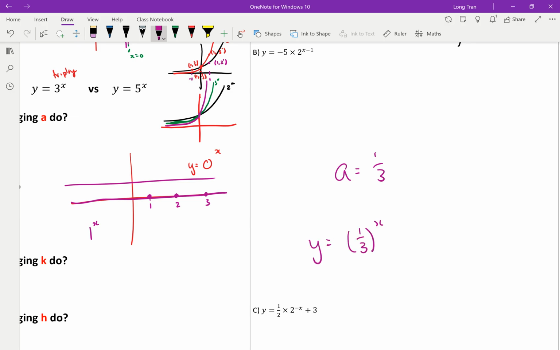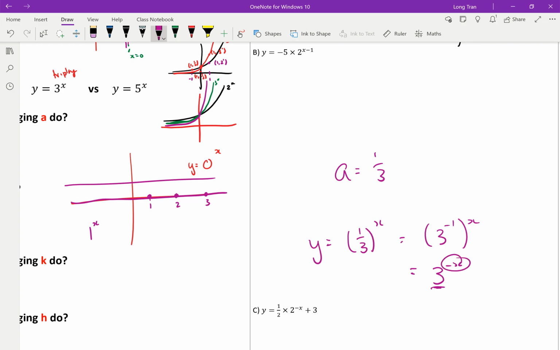This is possible to sketch. Why? It's equivalent to 3 to the power of minus x. Good. Using your index laws, 1/3 is the same thing as writing 3 to the power of -1, all to the power of x. And using your index laws again, with the x on the outside, you can multiply the powers, and it's 3 to -x. That is possible to sketch because the base value is a 3, and that's just a reflection.